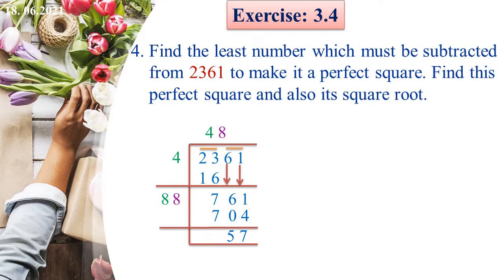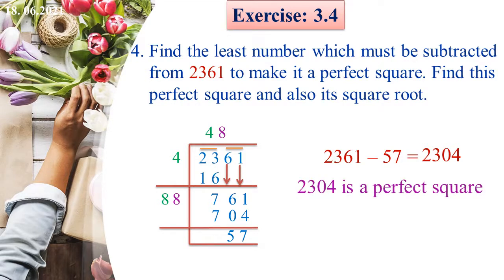This shows clearly that 2361 is greater than 48 square and less than 49 square. So, in order to get a perfect square, 57 must be subtracted from 2361. So, the required perfect square is 2304. The square root of 2304 is 48.